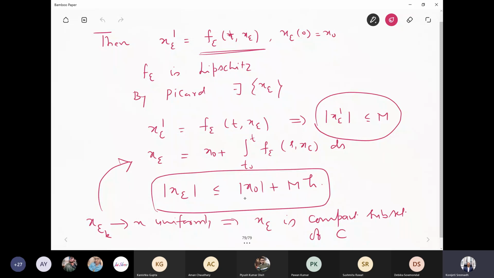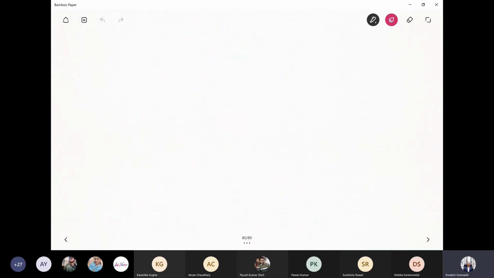So that approximation by smooth functions, how such a thing can be obtained, f epsilon. I gave a couple of problems in the tutorial sheet. So I'll tell you what these functions are.